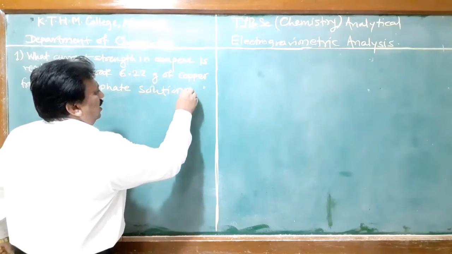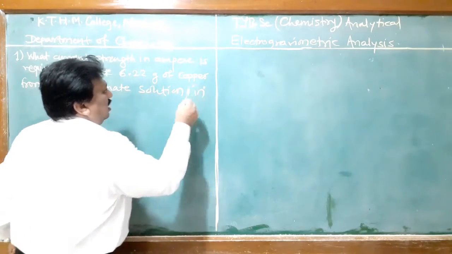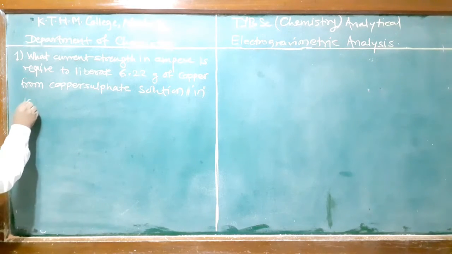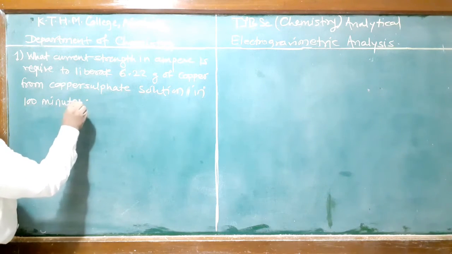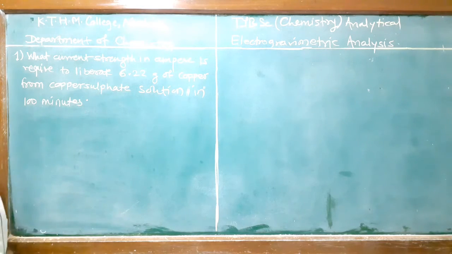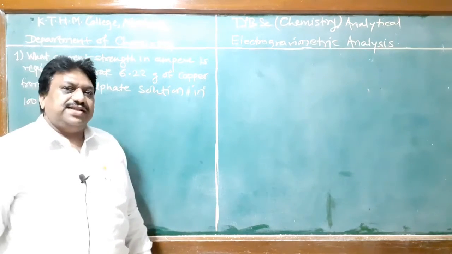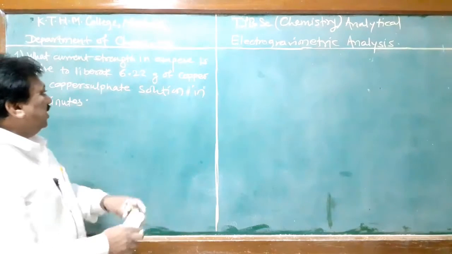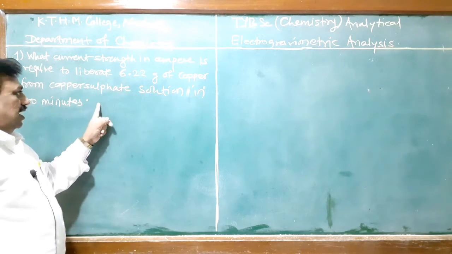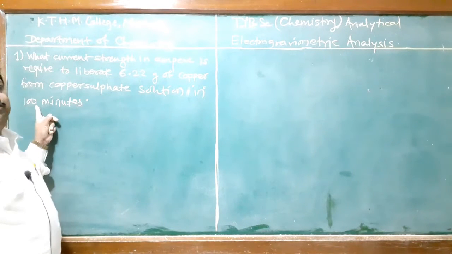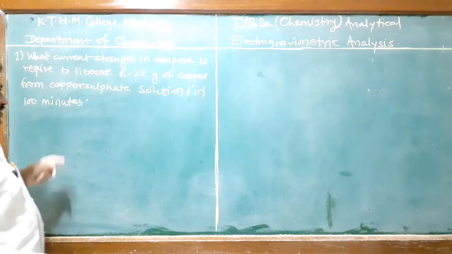That means here we have to find out the current strength in ampere which is required to liberate 6.22 gram of copper from copper sulfate solution within 100 minutes.